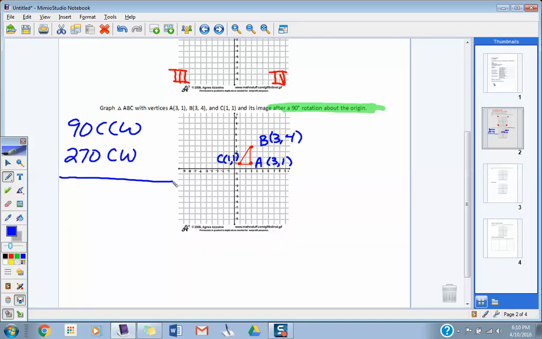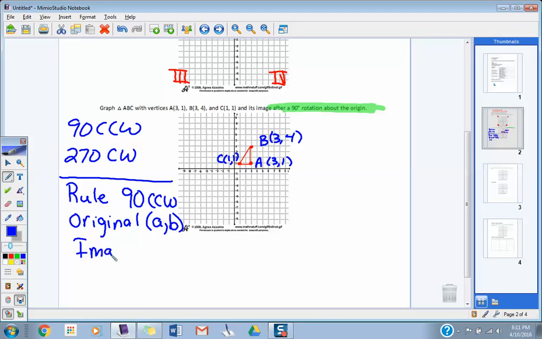And I want to state a rule for you. This is the general rule. We looked at a lot of rules on Friday, and I'm just going to get them down, and I'll show you where to go with it. And here's your rule. If you're going 90 degrees counterclockwise, or 270 clockwise, here it is. If you have an original point at, say, the point A, B, or X, Y, whatever the variables are, and you rotate it 90 degrees counterclockwise, then your image point becomes the following. It becomes, we've got to think about this, the opposite of B, A.